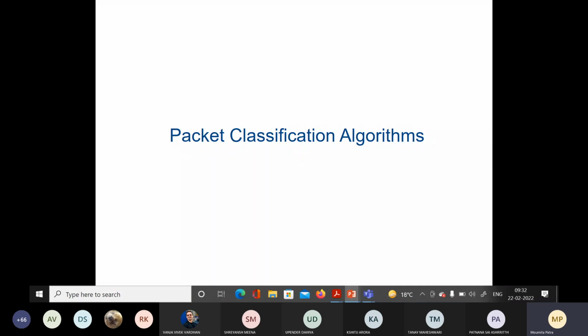So now we will get into the part known as packet classification algorithms, and we are going to look at different packet classification algorithms here.